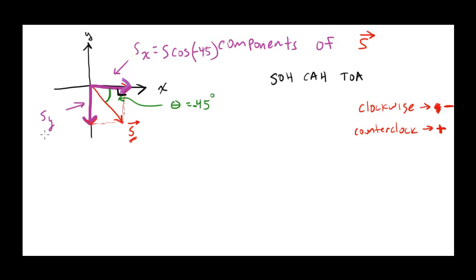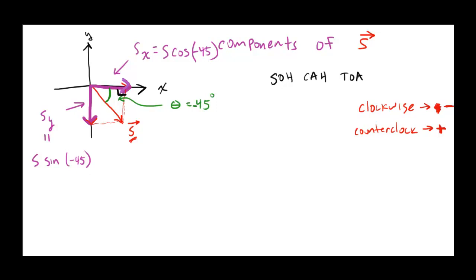Similarly, if I wanted to know S sub y, I'm going to use the sine, so I'm going to say S times the sine of negative 45. Okay, so you've got to include that negative. The negative 45 isn't going to matter for the cosine, because the cosine of positive 45 and negative 45 is exactly the same number. But with the sine, by taking the sine of negative 45, I'm going to get a negative value, which is important because the y component of s is a negative y value. So that negative 45 is important.